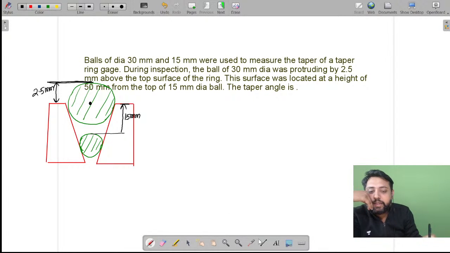So look at this. From this center to center we can draw a line, and then we can place a perpendicular here, and then we can go straight like this. So this angle is how much? Let us say this angle is theta. Then this total angle, that is the taper angle, will become 2 theta.